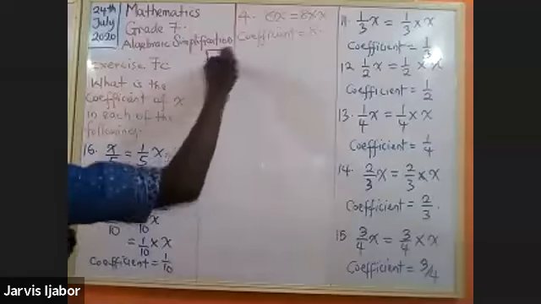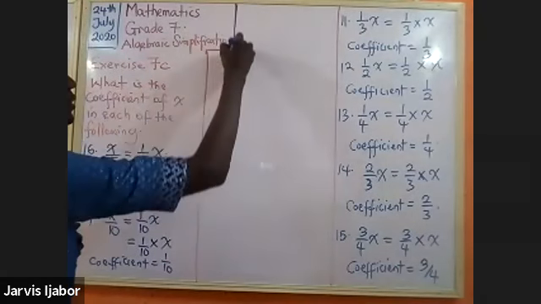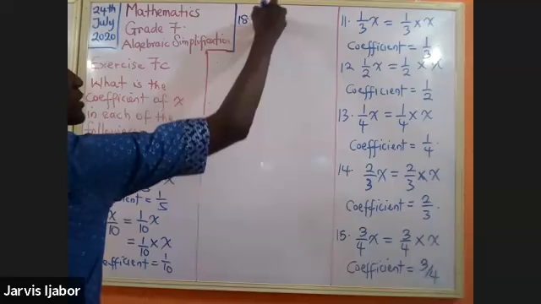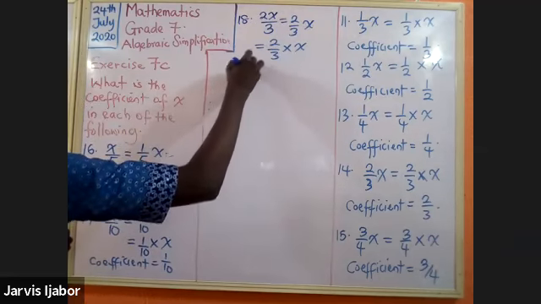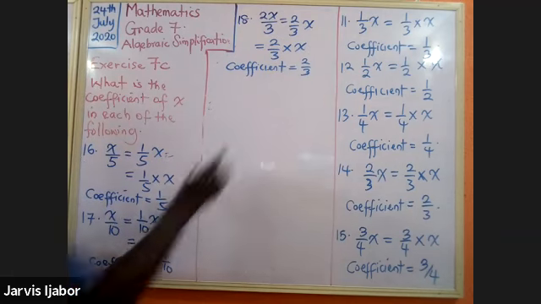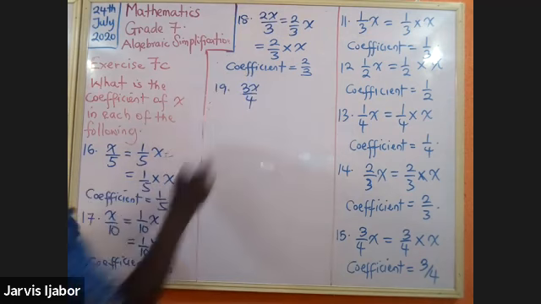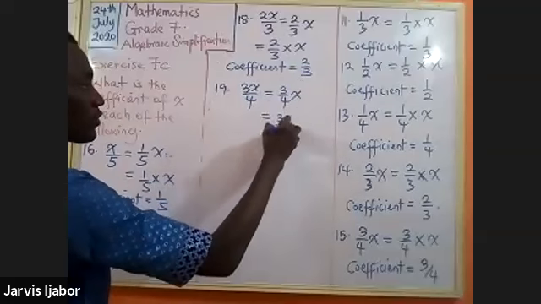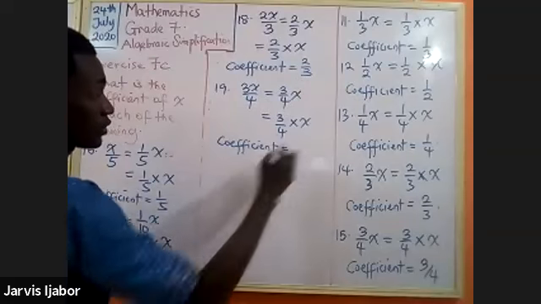Question 18. In question 18, 2x over 3 would mean 2 over 3x, which will be 2 over 3 times x, which means the coefficient is equal to what? 2 over 3. Number 19, 3x over 4, which will mean this will be 3 over 4x. And that will mean 3 over 4 times x. So the coefficient is equal to what? 3 over 4.